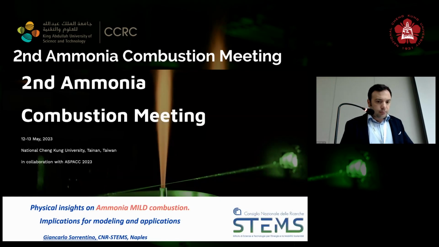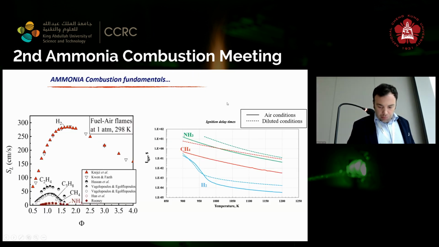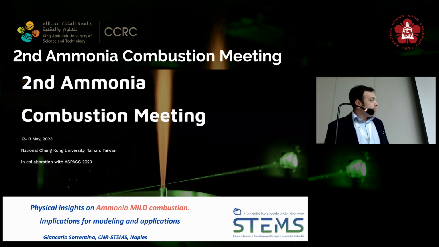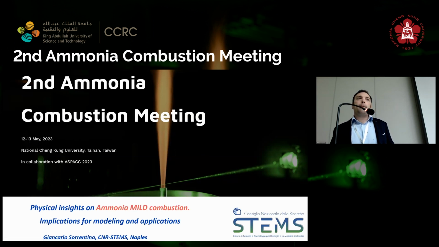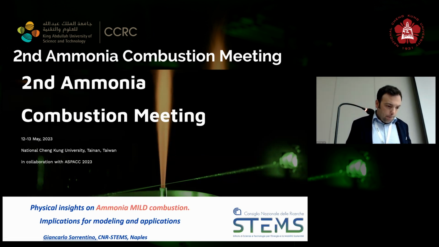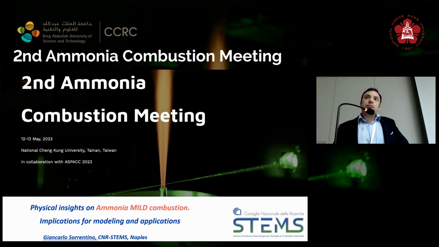So Giancarlo is going to talk to us about physical insights on ammonia mild combustion, implications for modeling and application. So we would draw a distinction between mild and what's called high-temperature air combustion. Potentially, it is supposed to provide non-luminous flame and reheating of other products, or basically recovering of energy. So what I call heat and exhaust gas recirculation, either internally or externally.